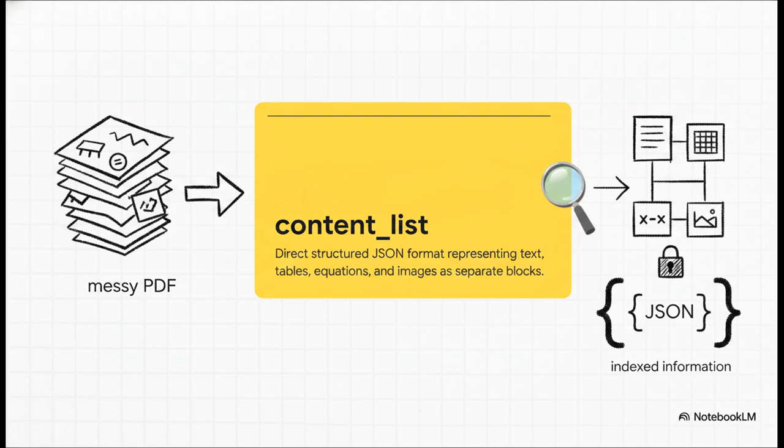It takes our messy PDF and represents absolutely every element, tables, equations, images, as completely separate structured blocks, complete with their captions, page indexes, and file paths. By saving all of this as a clean JSON structure, we make it incredibly easy for the system to digest and accurately index the information.